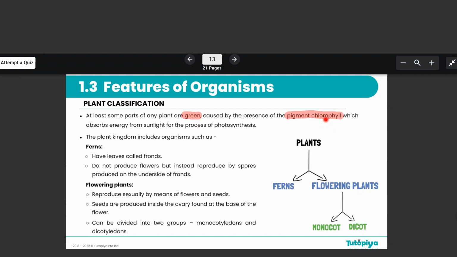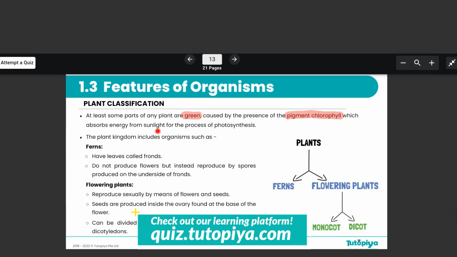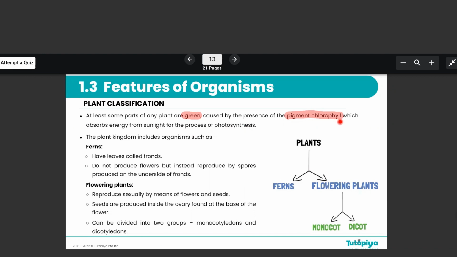So speaking of chlorophyll, what exactly is chlorophyll? Chlorophyll is basically a pigment, a green colored pigment. And the function of chlorophyll is to absorb light energy, which is needed for the process of photosynthesis. So all plants carry out photosynthesis, and for photosynthesis, light energy, sunlight is required, and chlorophyll performs the function of absorbing this sunlight. All right.